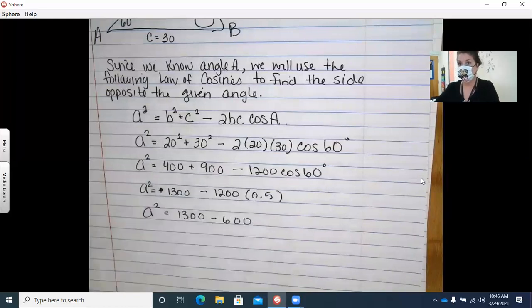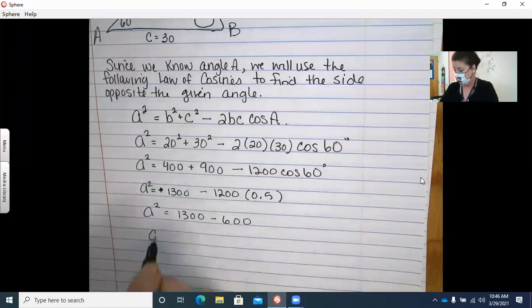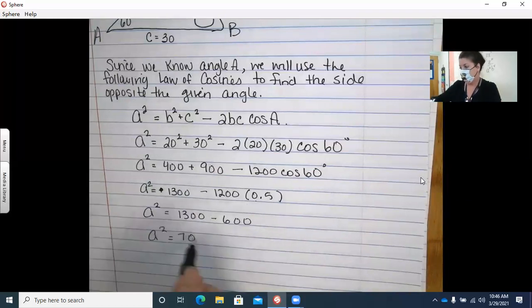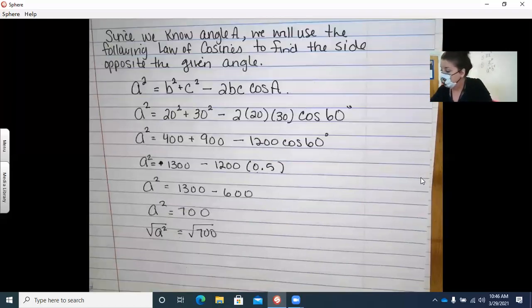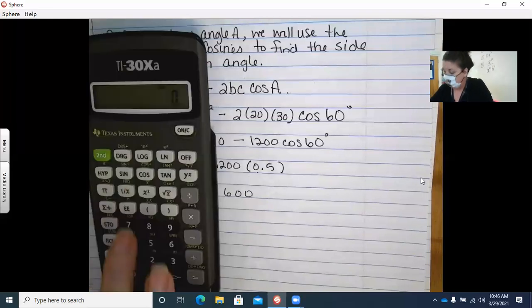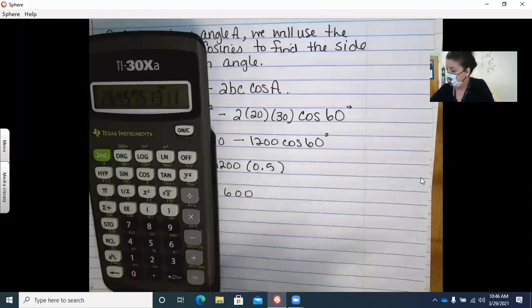Y'all cool with that? And I'm sure you could put that all in your calculator. I just get hesitant about it because I don't want to make a mistake. So a squared equals 700. So how am I going to solve for a here? Square root both sides. And I'm not going to take the positive and negative because you can't have a negative length of a side, right? So my calculator, square root of 700, I'm going to round to the nearest tenths place, so that's going to be approximately 26.5.